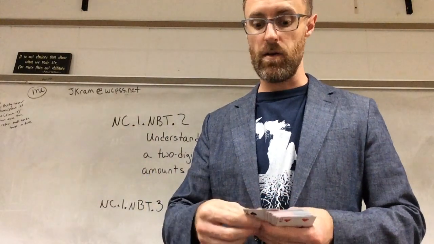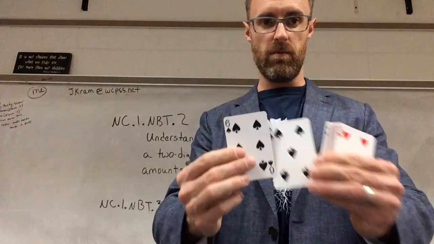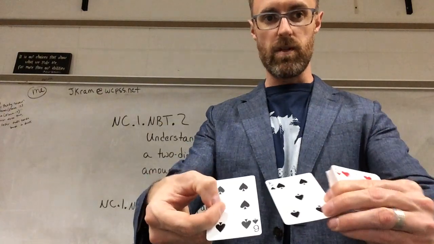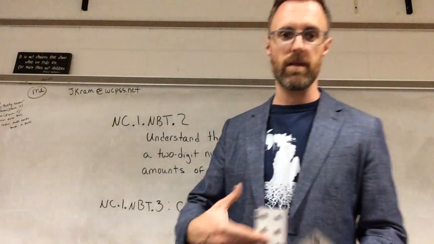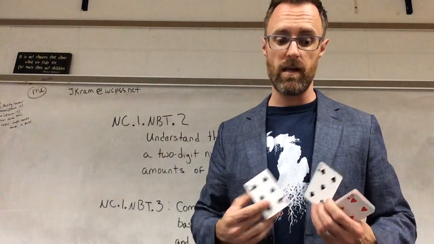The child might lay down 65. So it's 6 tens, 5 ones, 65. Now I would win that because of the larger number. I would keep all 4 cards.